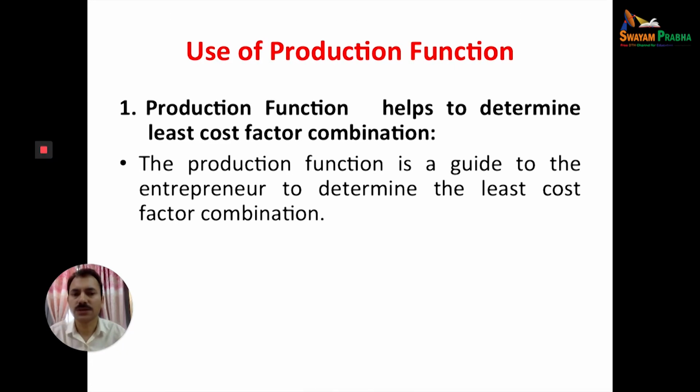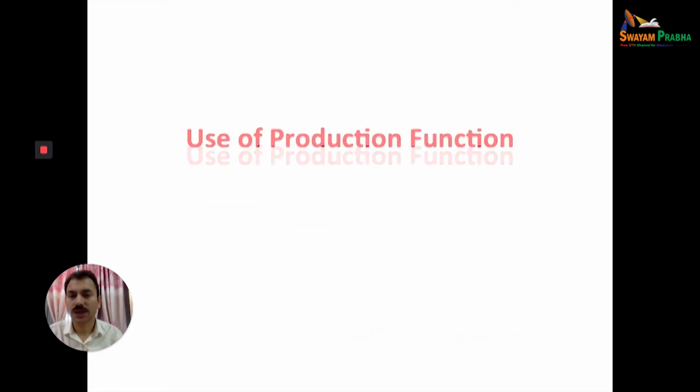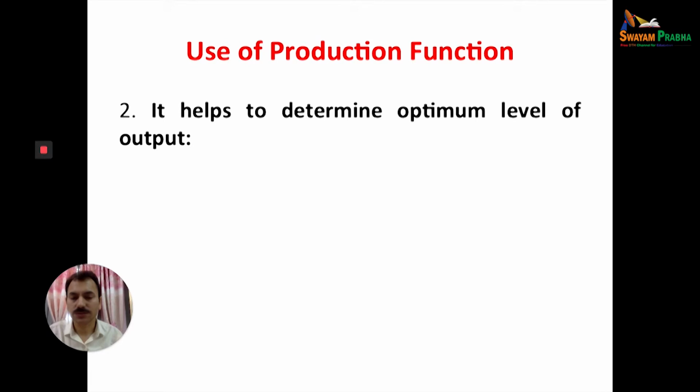So how can profit be maximized? By minimizing the cost. So production function is a guide to the entrepreneur, to the organization, to determine the least cost combination of factors. Profit can be maximized only by minimizing the cost of production. In order to minimize the cost of production, inputs are to be substituted. And how the factors of production can be substituted for one another, this production function will guide the producers. Second, it helps to determine the optimum level of output.